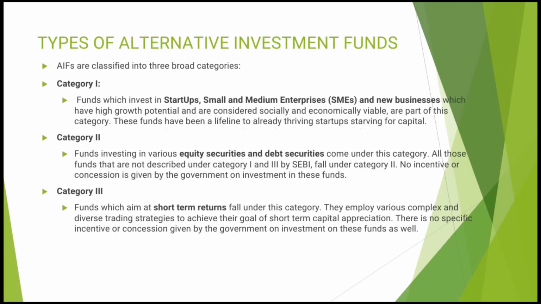This slide is about the types of alternative investment funds. AIFs are classified into 3 broad categories. Category first: funds that invest in startups, small and medium enterprises, and new businesses that have high growth potential and are considered socially and economically viable. As a part of this category, these funds have been a lifeline to already thriving startups starving for capital.